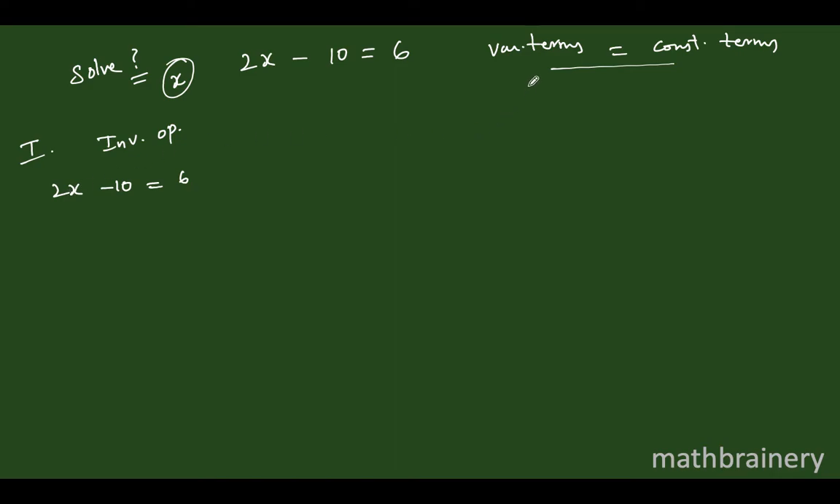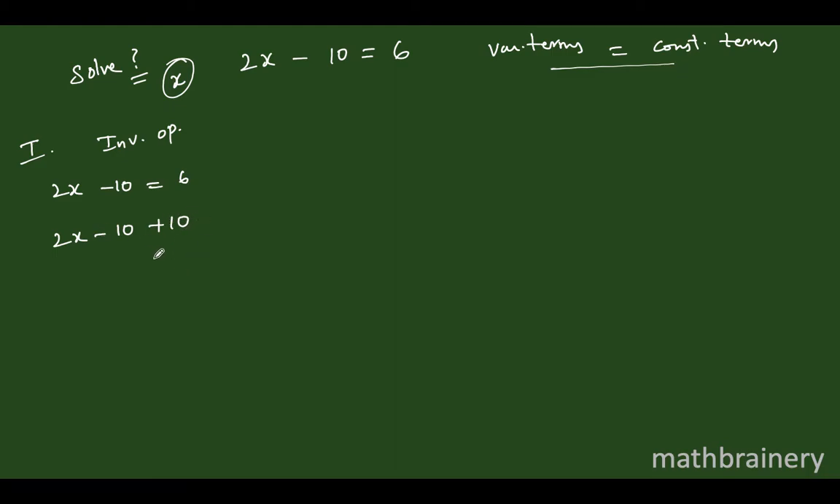Now I want to have variable terms on the left hand side only and constant terms on the right hand side only. That means I do not want any constant term on the left hand side. When I want to remove this constant term, what is the constant term here? Minus 10. To remove it, I just need to add a positive 10. Minus 10 plus 10 will become 0. So if I want to cancel this off, I just need to add a 10 here.